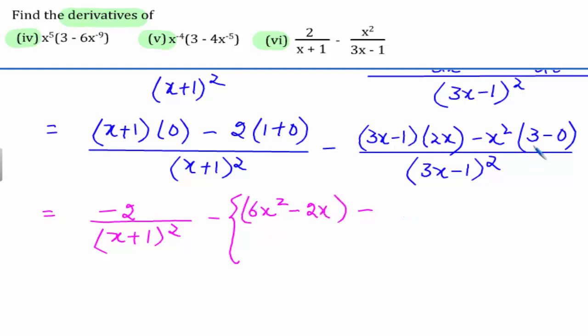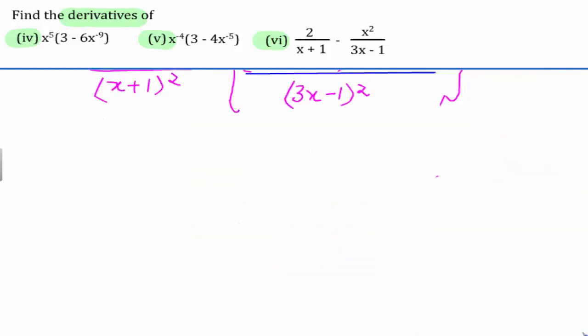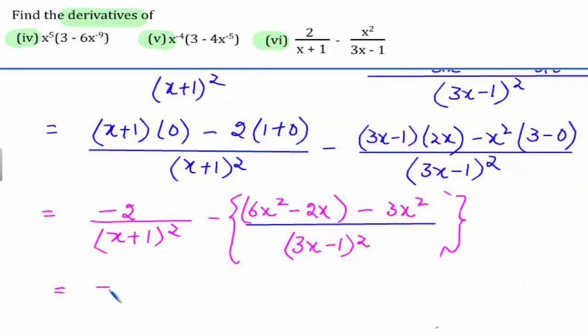This is equal to minus 2 divided by x plus 1 whole square, minus, now 6x square minus 3x square is 3x square, minus 2x divided by 3x minus 1 whole square, which is further equal to minus 2 divided by x plus 1 whole square.